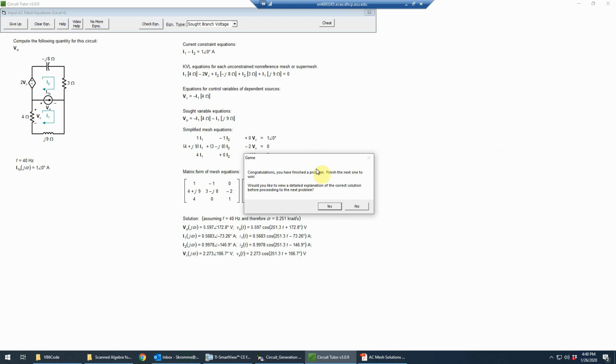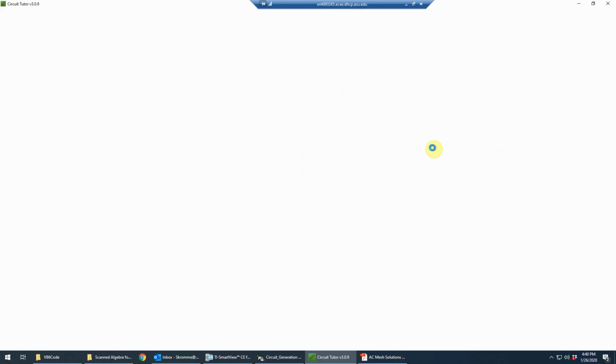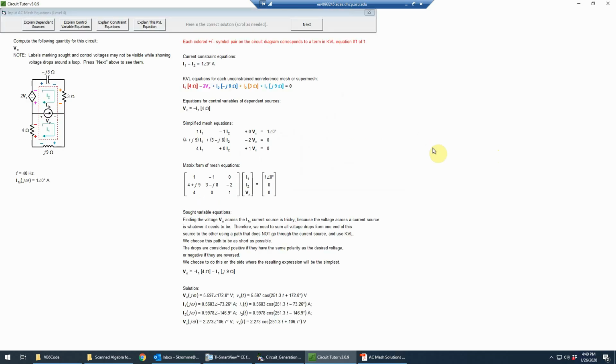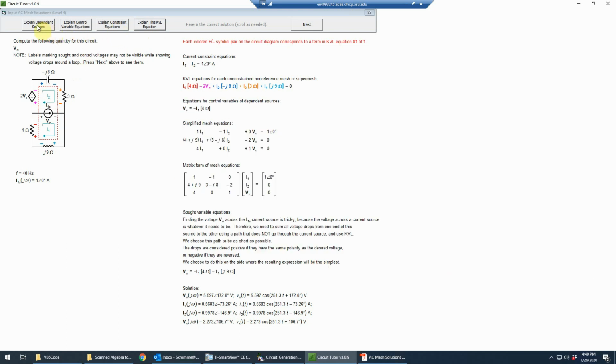And that basically finishes that problem. If we did want a more detailed explanation, for example, of how that KVL equation was written, or just to confirm how the SOT variable equation is constructed, we can request the more detailed explanation here. And then it'll give us the details, show us the voltage drops around the loop, the way that the supermesh is constructed. There's very detailed explanation available here if you need that. And of course you can explain dependent sources or control variables in general, or constraint equations in general. That's all available here if you need to review any of that. So that does complete this problem.